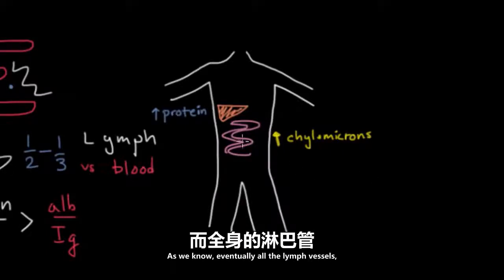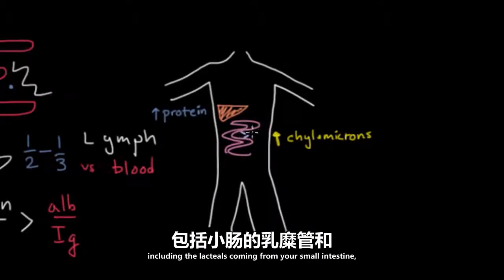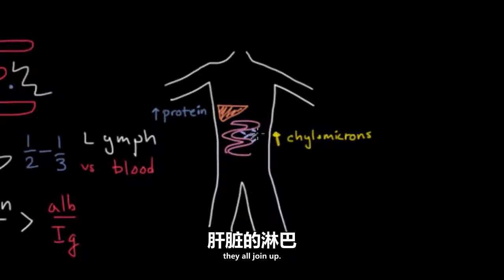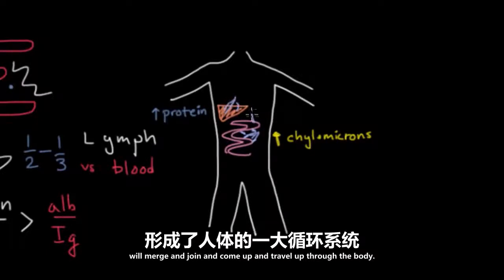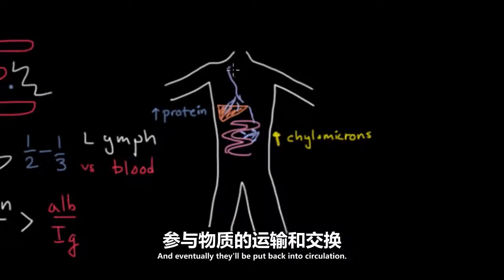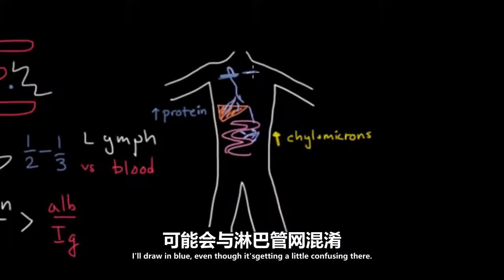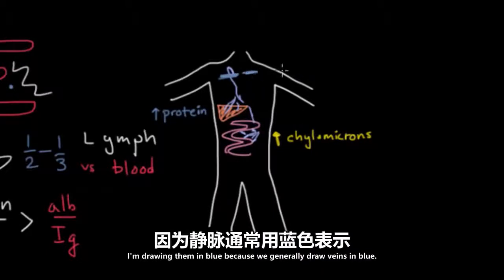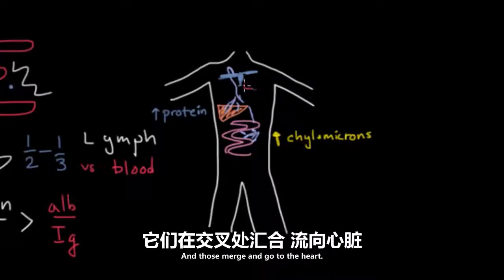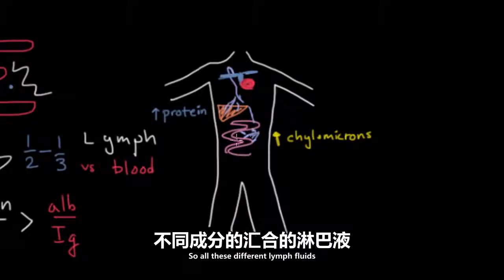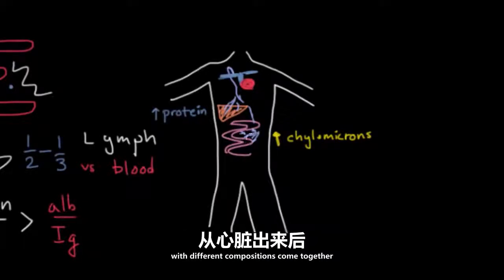As we know, eventually all the lymph vessels, including the lacteals coming from your small intestine, all join up and come up your body, and also the ones coming from the liver will merge and join and travel up through the body, and eventually they'll be put back into circulation, and that will be here in the veins up here, which I'll draw in blue, because we generally draw veins in blue, and those merge and go to the heart. So all these different lymph fluids with different compositions come together and go back into circulation.